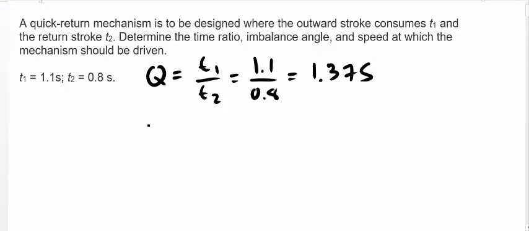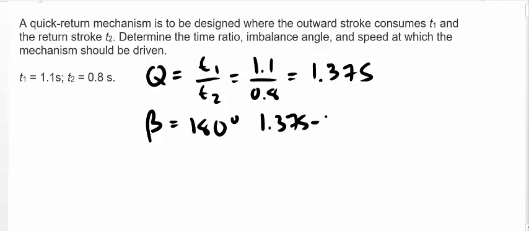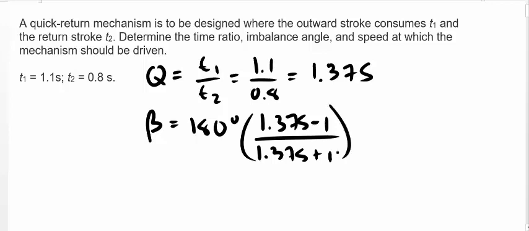So we have beta, which is what we're going to try to find now. So 180 degrees times Q minus 1, 1.375 minus 1, divided by 1.375 plus 1, is equal to 28.4 degrees.